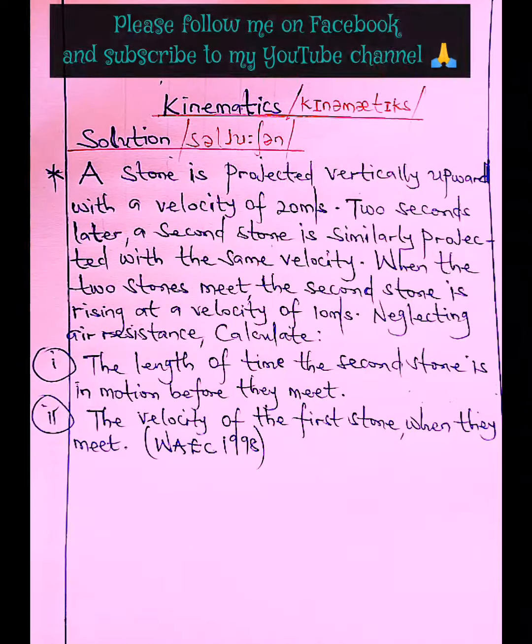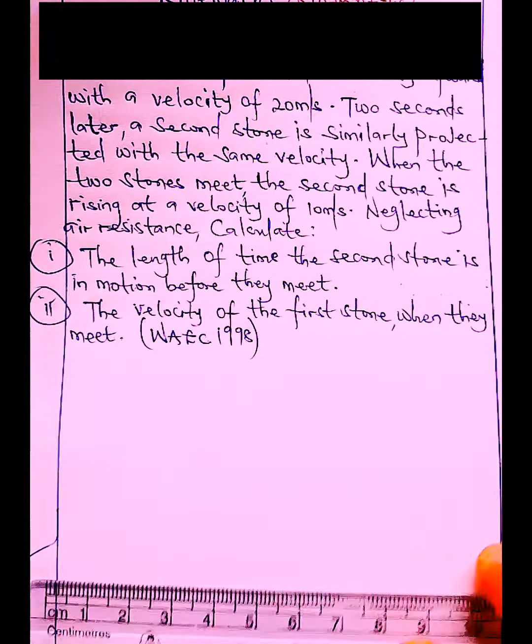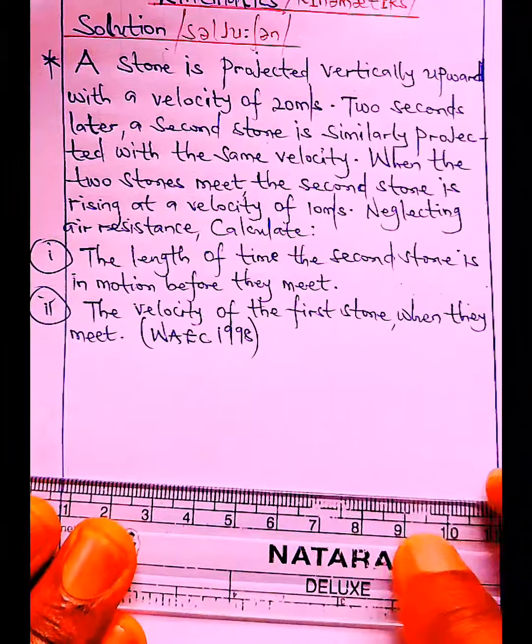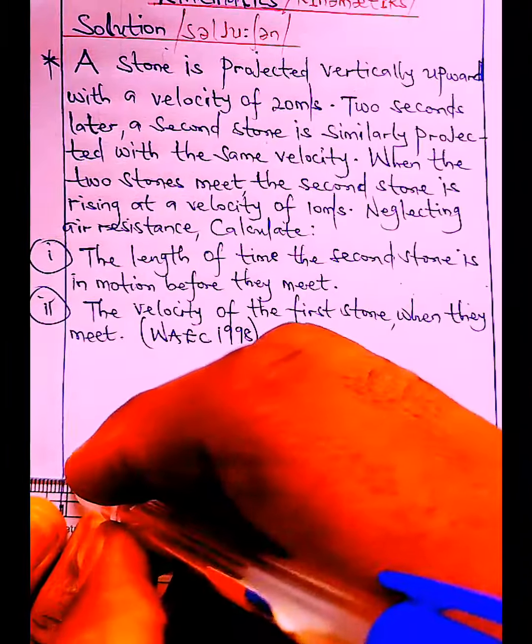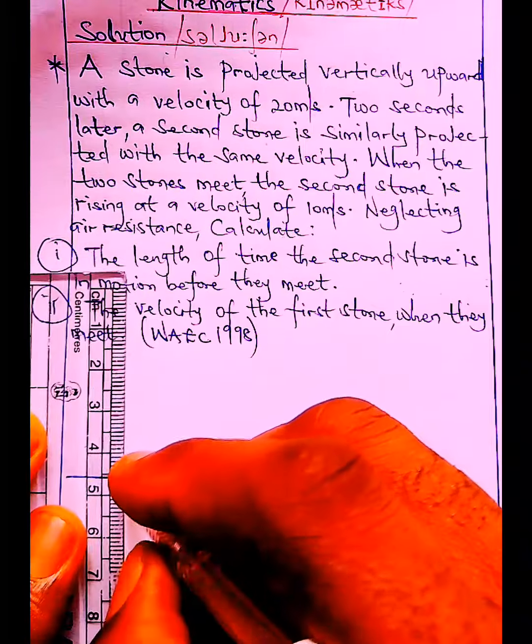So the first thing we're going to do is illustrate this. Let us get an illustration first. Let's get a picture of what we're about to do. Let's say the body was thrown from this place, from this angle.